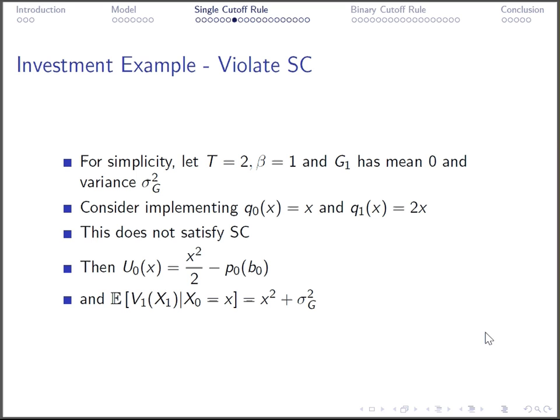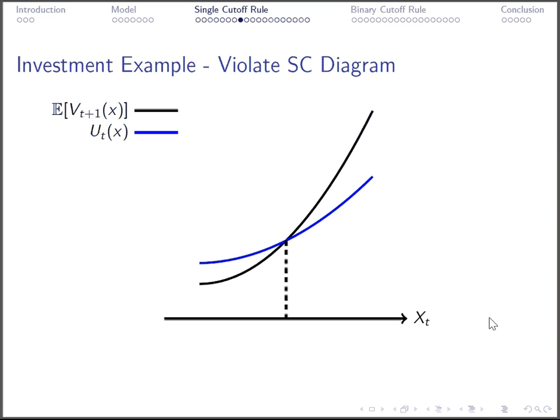So remember, the single crossing condition says the current period must be larger than the discounted future period. So this one is not right. Then we calculate the stopping value and the continuation value. Then we draw them out, and we see that they have this relationship. You can probably see from this diagram this is not good, because on the right we have the continuation value being larger. So we continue on the right and not stop on the left. This is not the single cutoff rule. This is the reverse of the single cutoff rule.